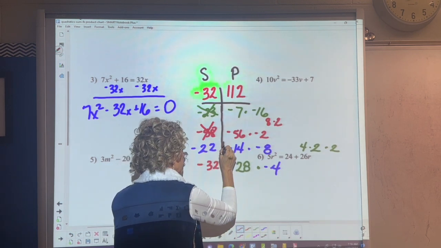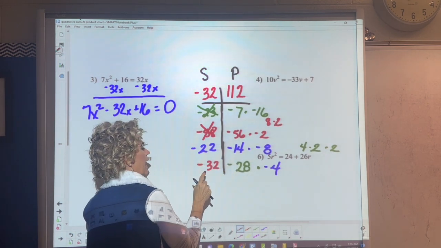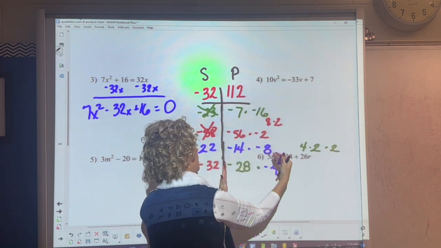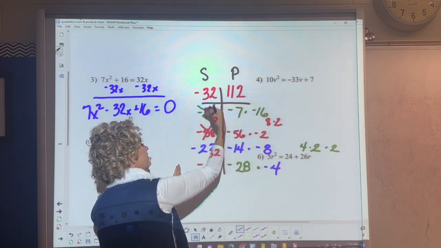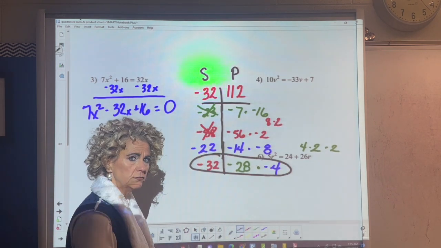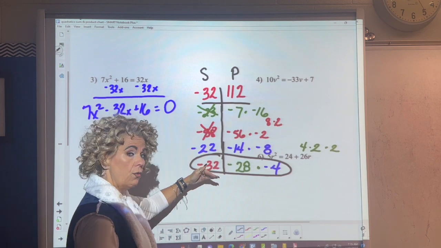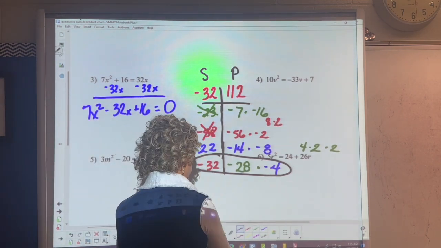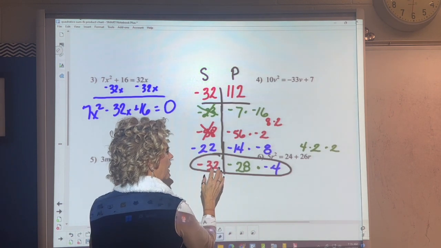Okay, extend my little chart down a little more. And that's exactly what I'm looking for. I'm looking for a product of 112 and the sum of a negative 32. That took me a little longer, but that's okay. I got what I needed. Sometimes what I'm looking for goes quickly and sometimes it doesn't, okay?